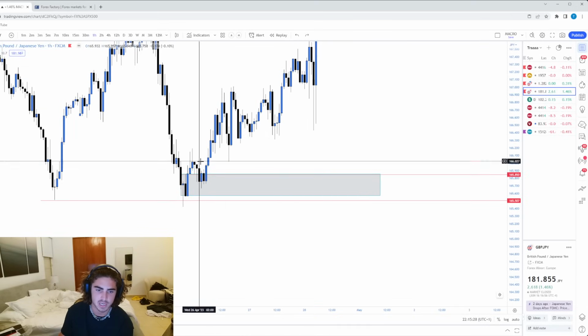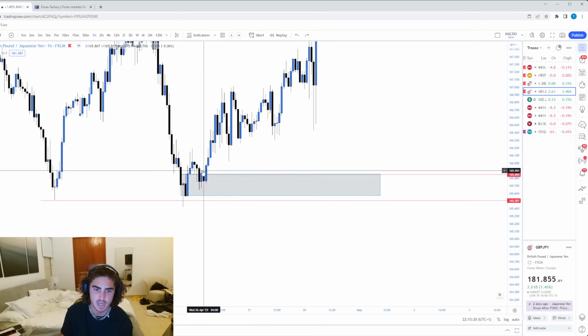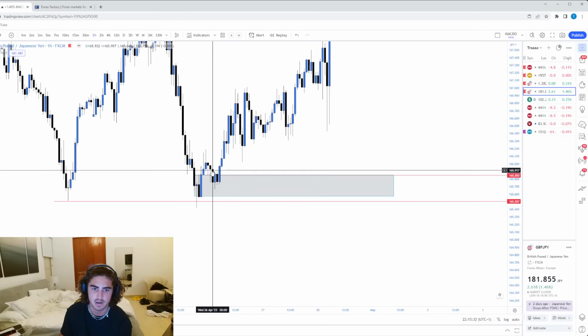Right? Break of structure to the upside. Price draws back into this price range. Chop, chop, chop. Fills more orders. Breaks structure again. Boom. Rallies.